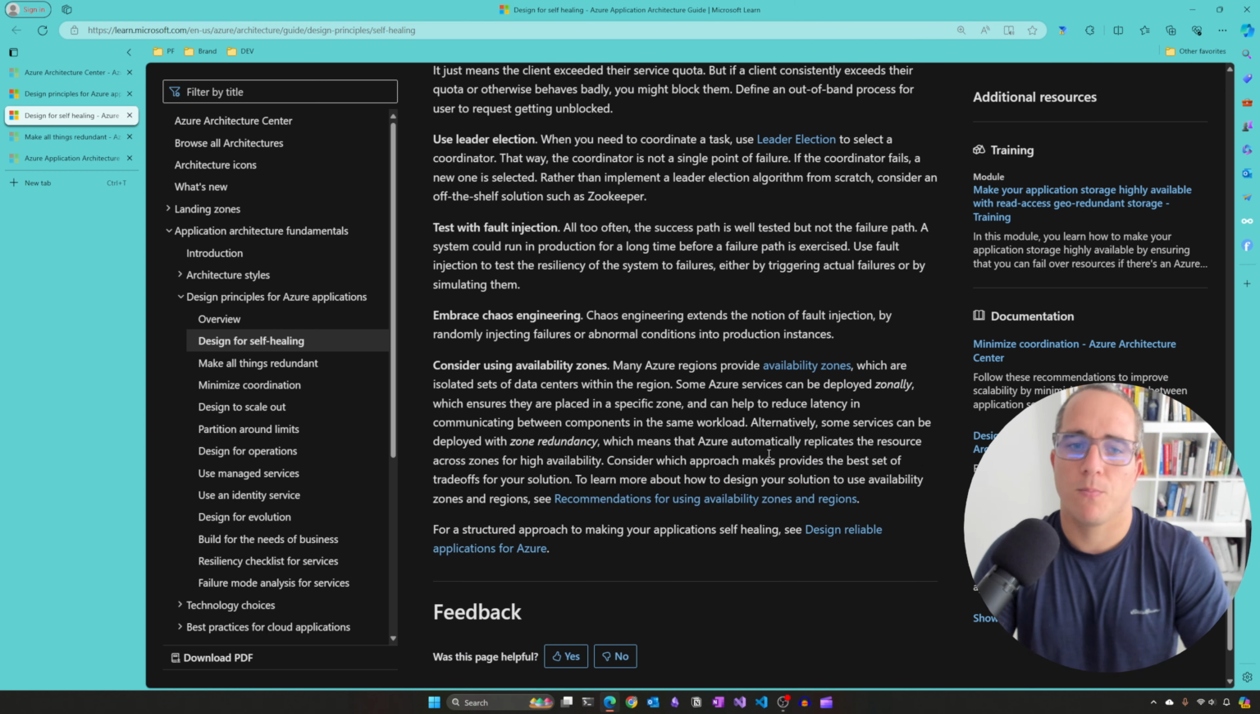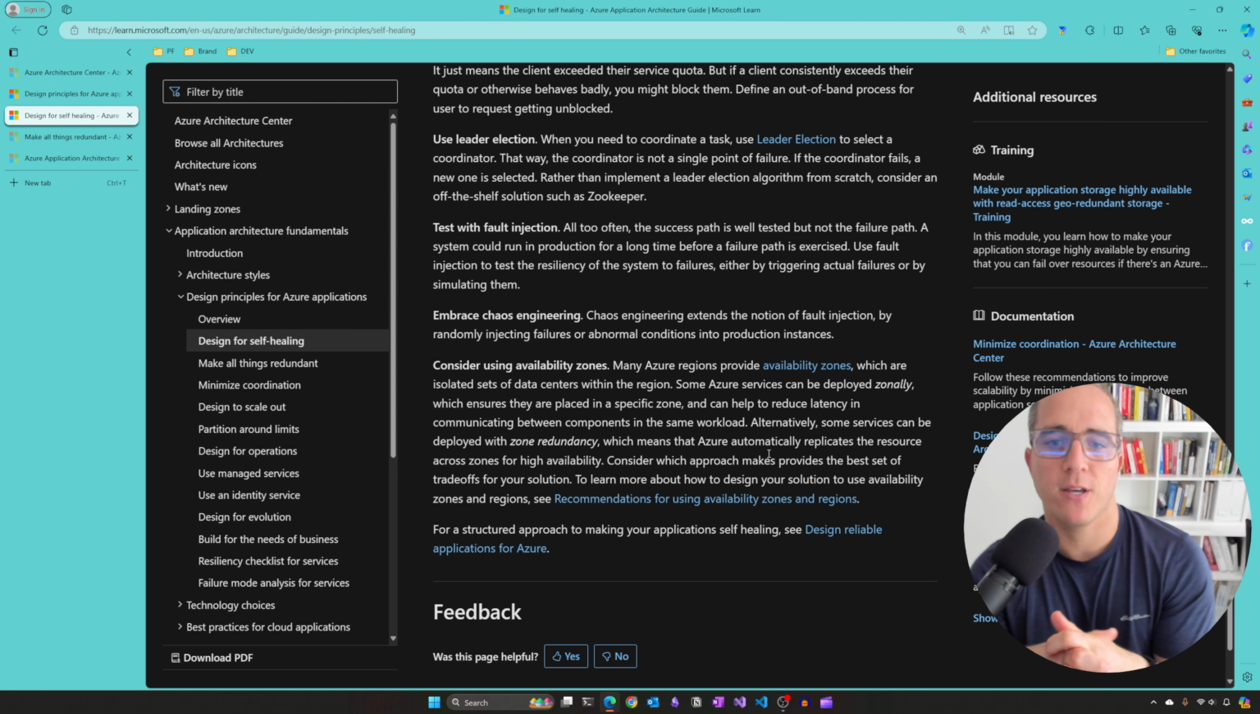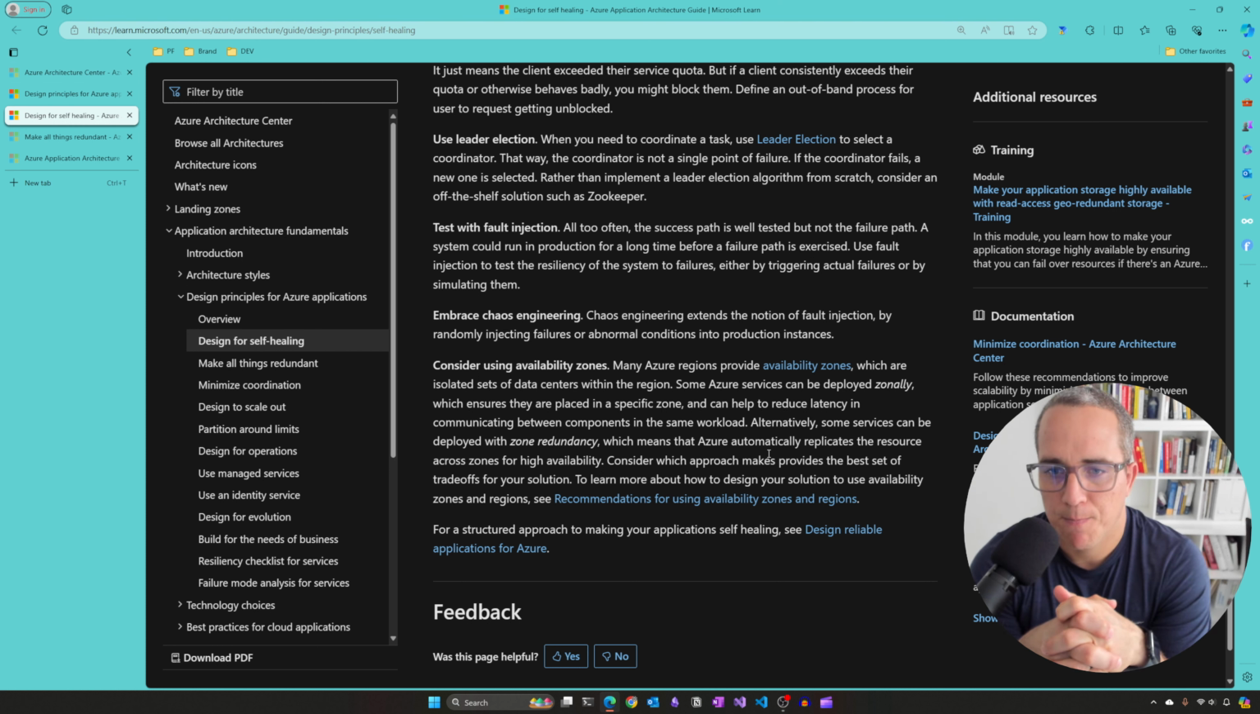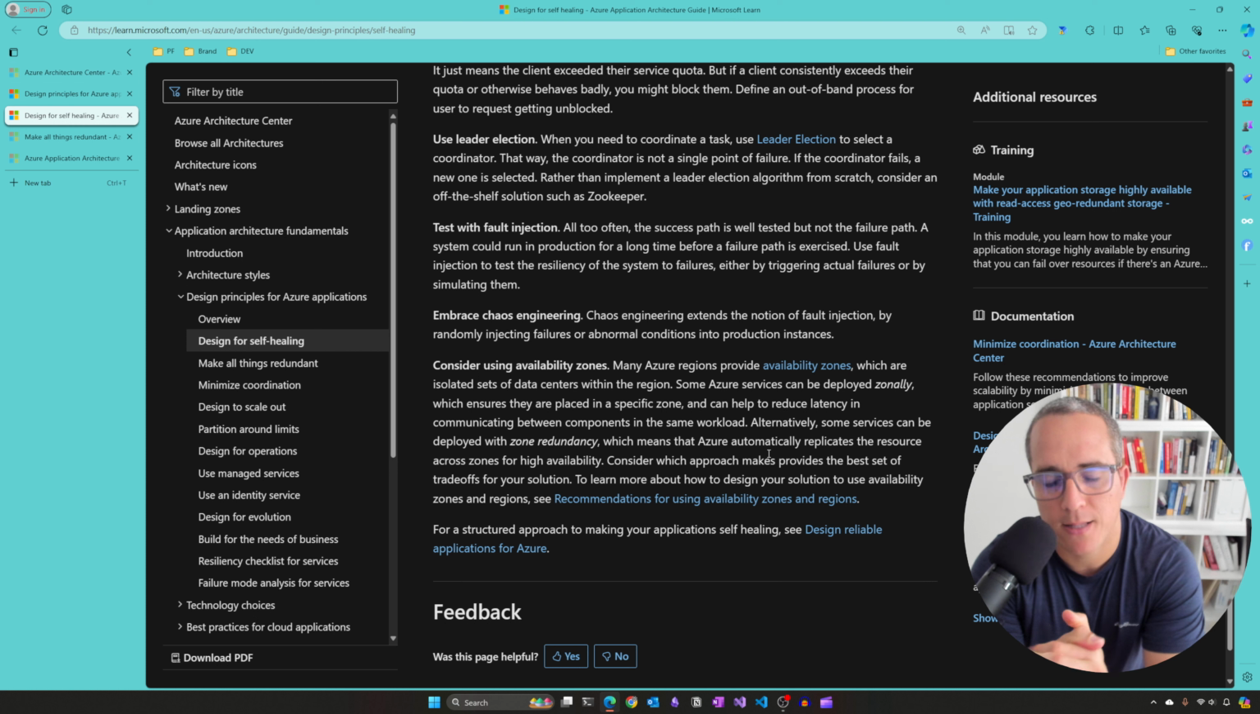Okay, another important topic that I want to talk to you about in this design for self-healing principle is the use of availability zones. Most of the big companies that I've been working with don't have availability zones configured properly. Okay, I have several clients, unfortunately I can't tell you the names, where they're not using the availability zones, and this is important, but it's not important for you.